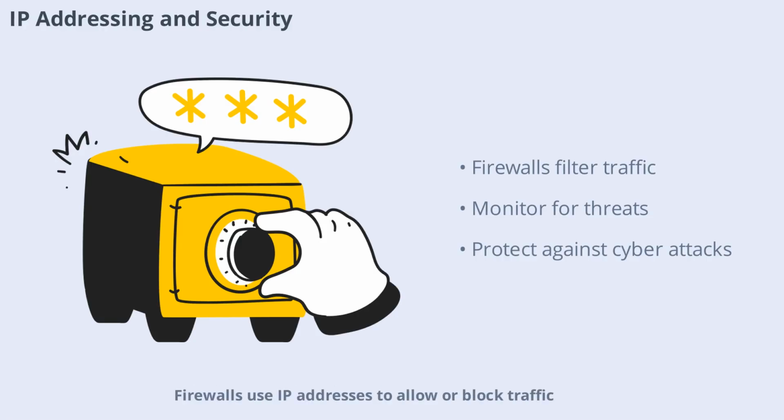Firewalls use IP addresses to allow or block traffic, and security systems monitor addresses for suspicious activity. Keeping your network's IP addresses secure helps protect against unauthorized access and cyber threats.